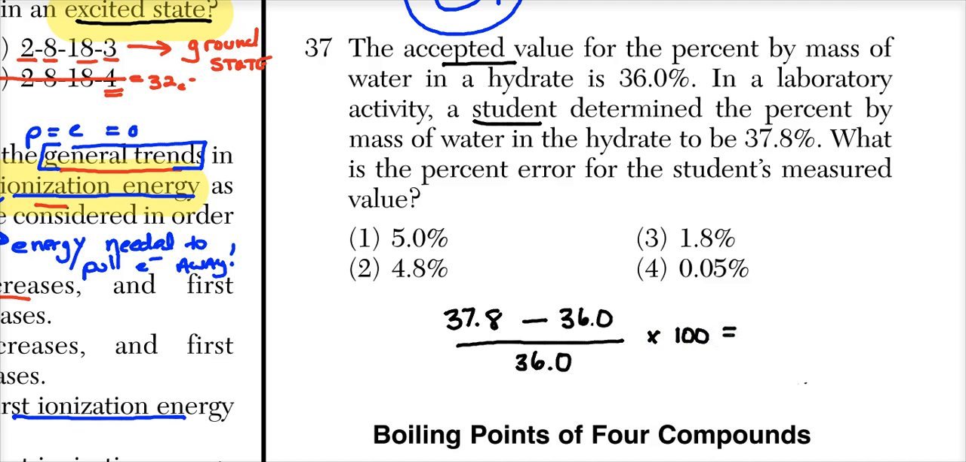So you just do that in your calculator. Measured minus accepted: 37.8 minus 36, divide by 36, and you get 0.05. Multiply that by 100, and you get 5.0%, and of course that is choice 1. So that's a straight plug-in. You probably have done this in many of your labs. Hopefully, if you got this wrong, you now understand that's one you should not get wrong going forward. 37 is 1.